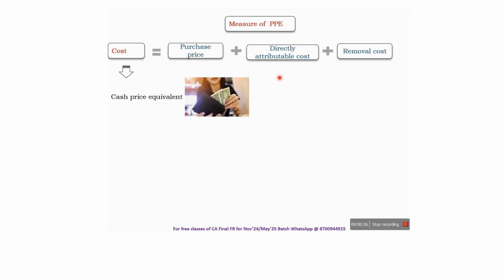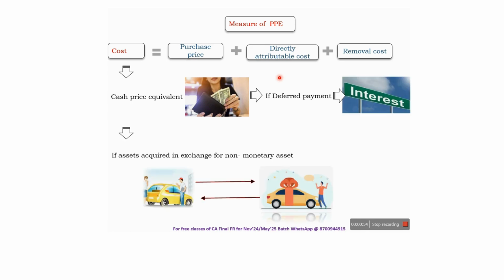Cost will be equal to the cash price equivalent that we have paid. In case the entity has obtained the asset on credit terms, the difference between the price on credit terms and the cash price will be booked as interest expense. In case an asset is acquired in exchange for a non-monetary asset, it will be booked at fair value, and a self-constructed asset will be booked at cost.